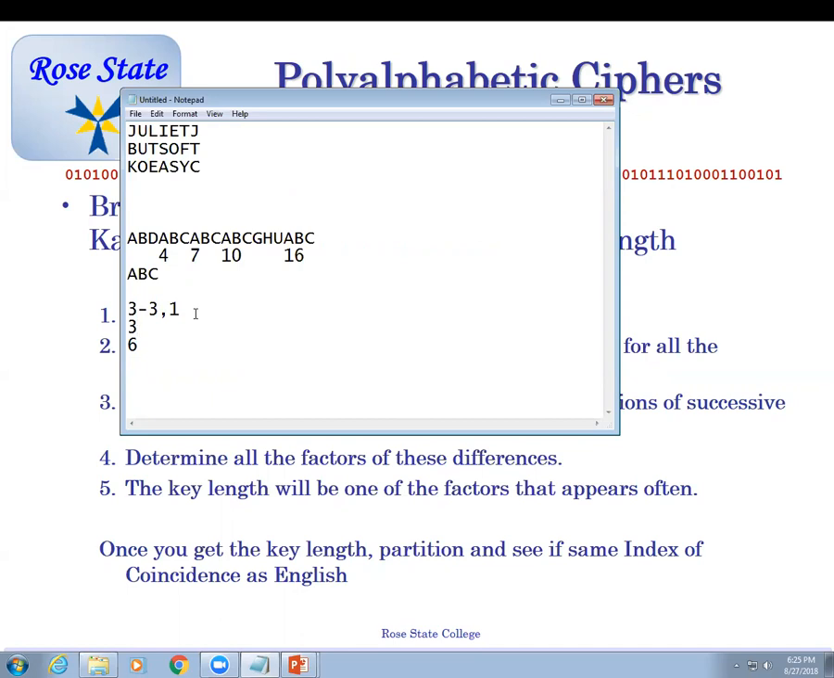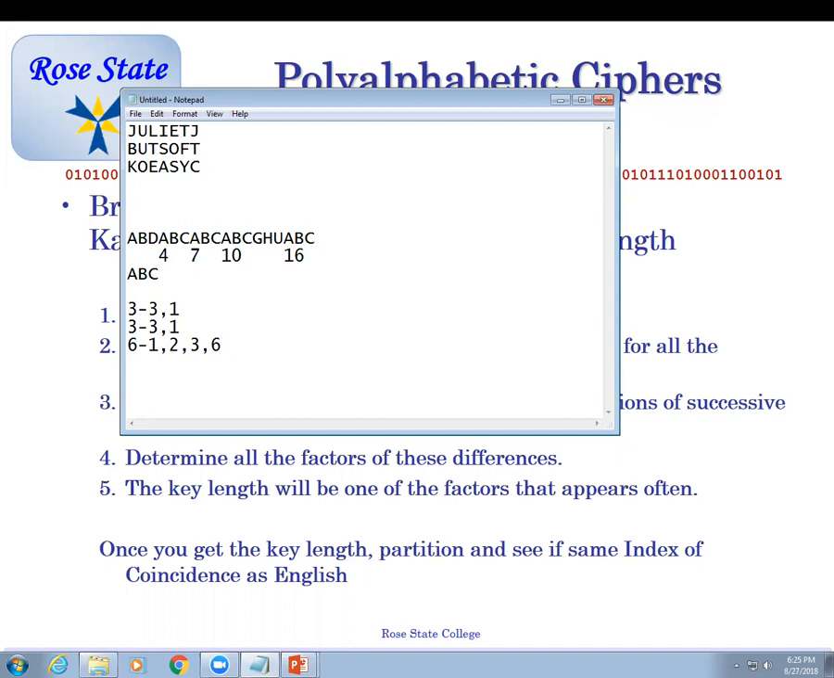So 3 and 1. How about the second one? 3 and 1. Cheated on that one, didn't you? Yeah. How about this one? 1, 2, 3, and 6. 1, 2, 3, 6. Why did we get so many extras on that one? Because it's a bigger number. Okay.